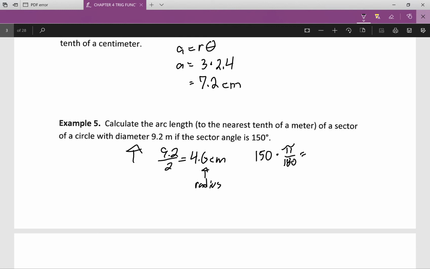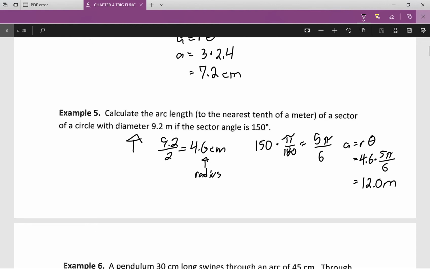So I'm going to multiply this by pi over 180 to convert it into radians. I get 150 multiplied by pi over 180, and this will give me 5 pi over 6. Now we want to find the arc length. So we have A equals R theta equals 4.6 multiplied by 5 pi over 6, which is going to give me about 12. If we're going to the nearest tenth, then my answer would be 12.0 meters.